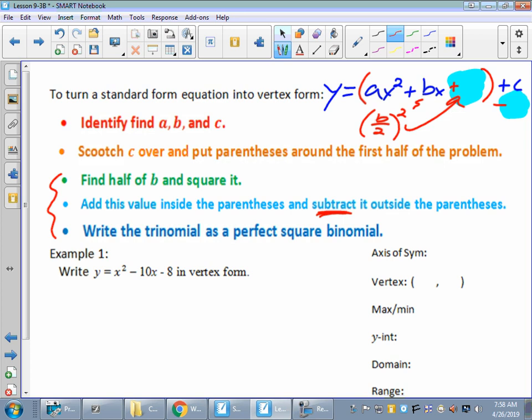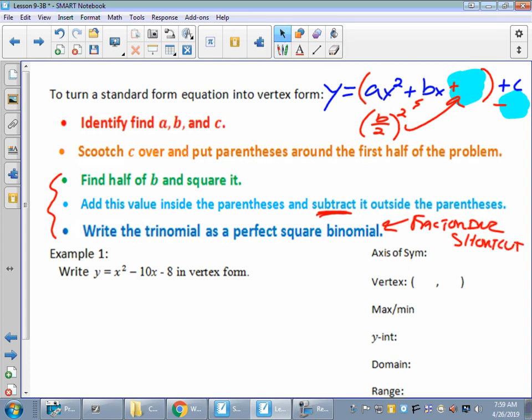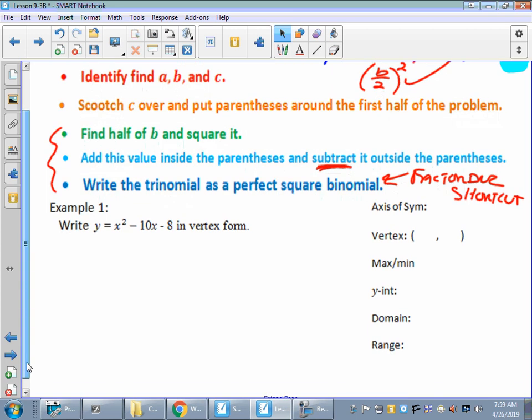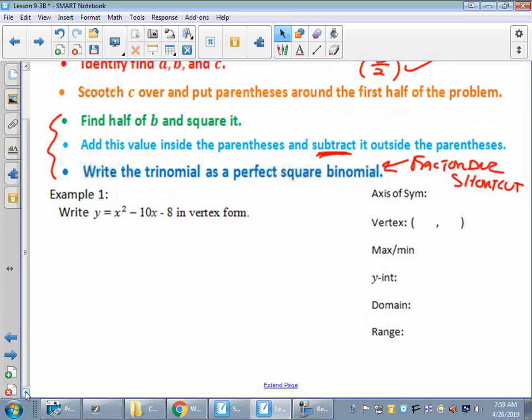And then the final thing is writing the trinomial as a perfect square binomial. Now you can factor it, but we could also use a nice easy factoring shortcut here with using the perfect square, because we're actually going to always have a perfect square trinomial, which then we can write as a binomial. Okay, which again you'll see as we move through the examples. All right, so let's take a look at this first example.